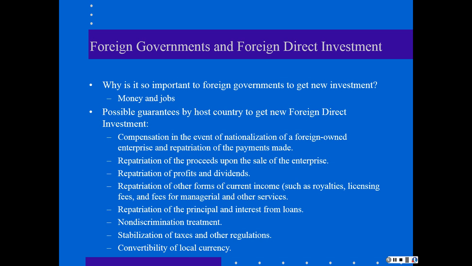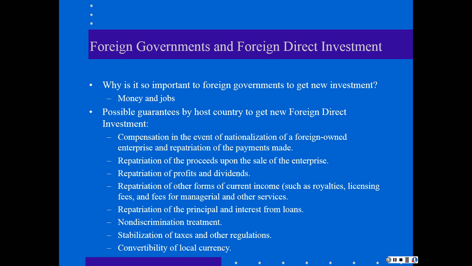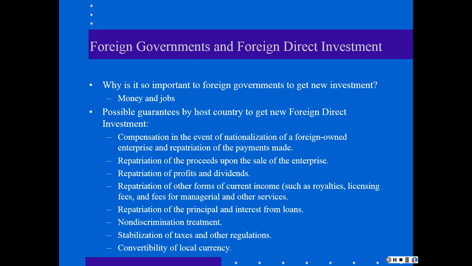It's important for foreign governments, especially poor foreign governments in developing countries, to get new investment, because this new investment builds up the foreign country. It provides money and jobs. Both of those are extremely important. It was extremely important for Poland and Hungary and then Czechoslovakia to have the cash or investment in there to build up their economies, because they started from nothing.